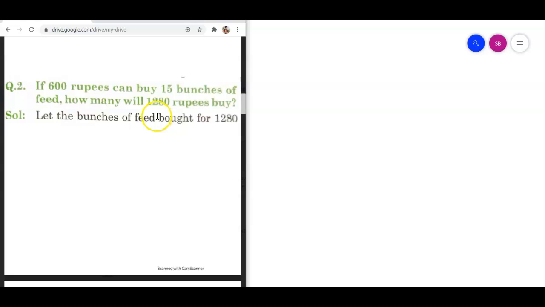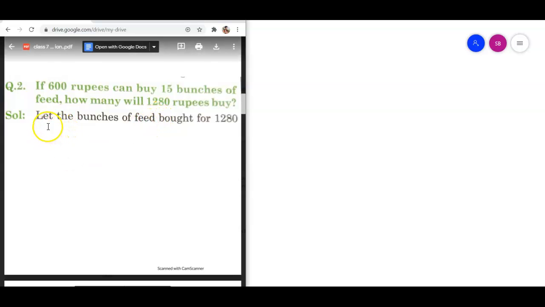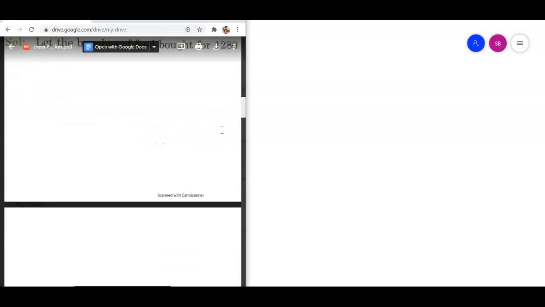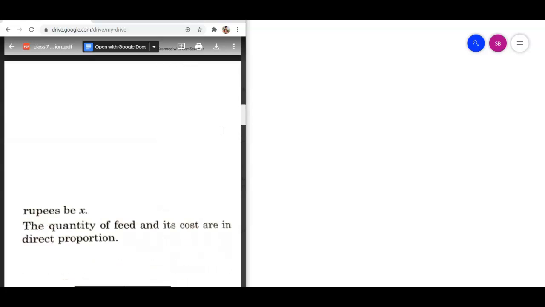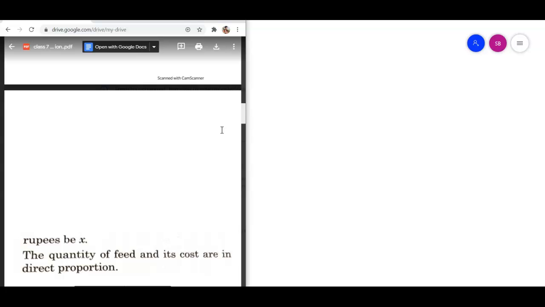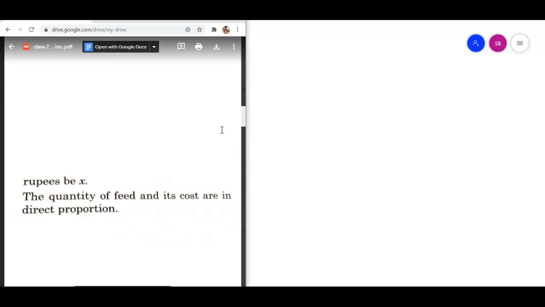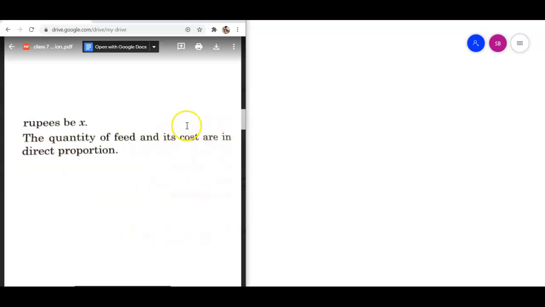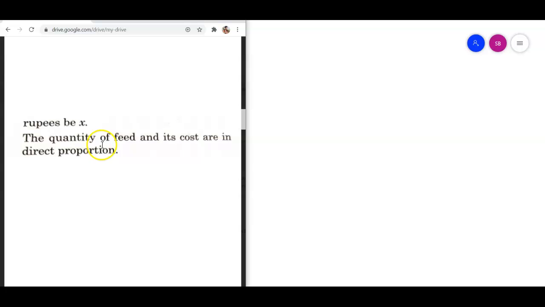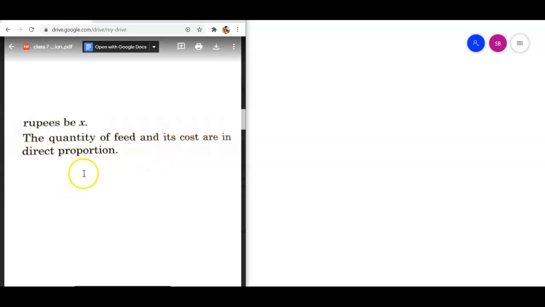So we have to find out how many bunches it will buy. The first sentence is, let the bunches of feed bought for rupees 1280 be X. You can mention it over here. Therefore, the quantity of feed and its cost are in direct proportion, right? Naturally, if the quantity increases, the cost also increases. If the quantity decreases, the cost also decreases. Therefore, the quantity of feed and its cost are in direct proportion.